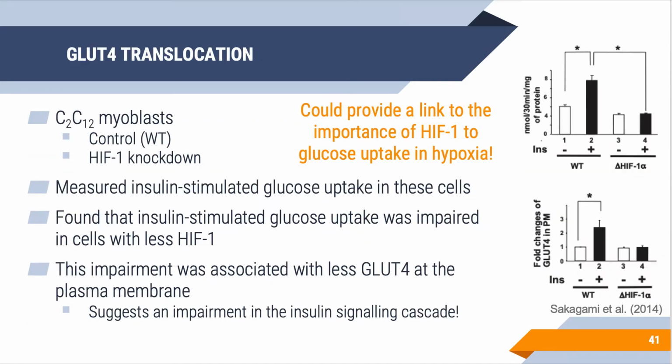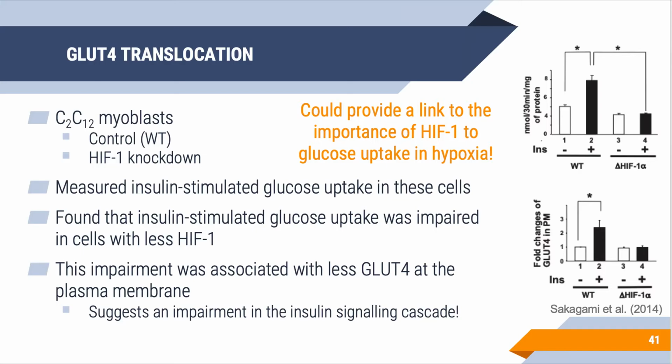Another thing that's cool to look at is GLUT4 translocation. So what the study did was it was looking at C2C12 myoblasts, so muscle cells, and they were either a control or wild type or a HIF1 knockdown. And what they wanted to look at was insulin-stimulated glucose uptake into these cells, whether they were wild type or missing that or less of that HIF1 protein.